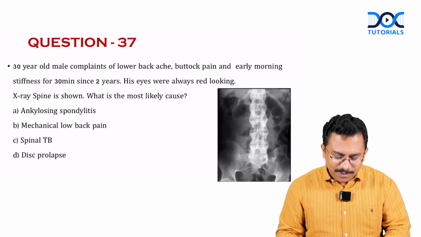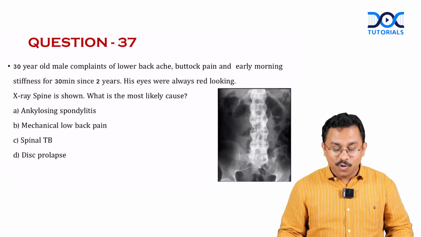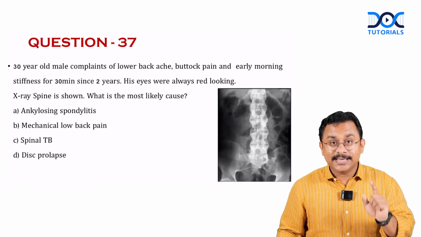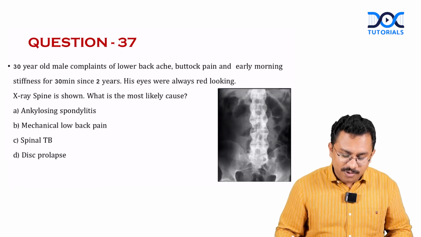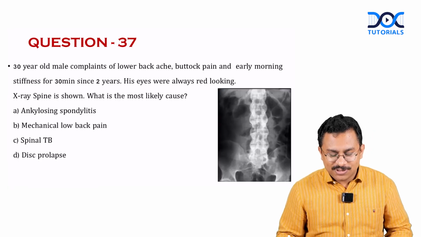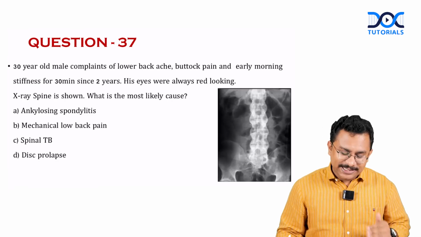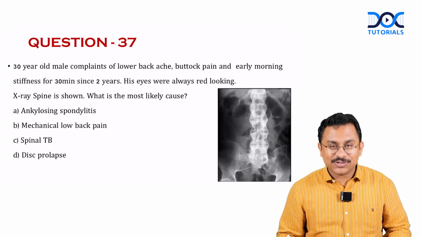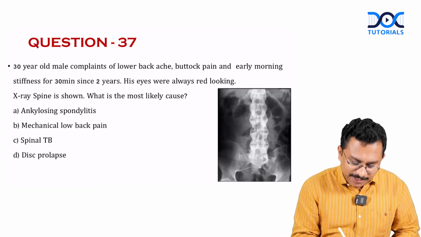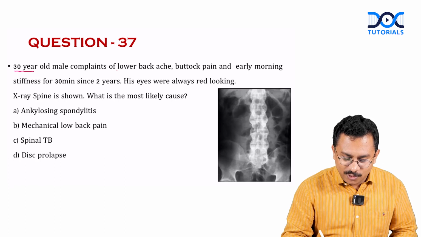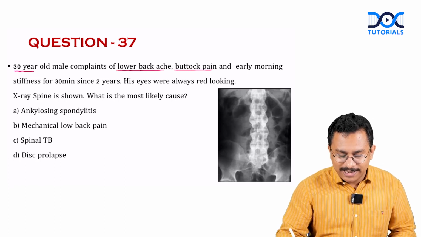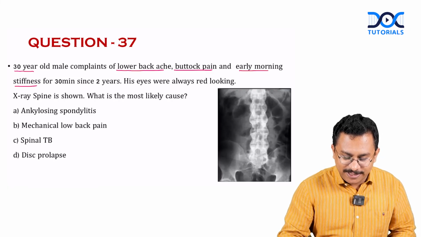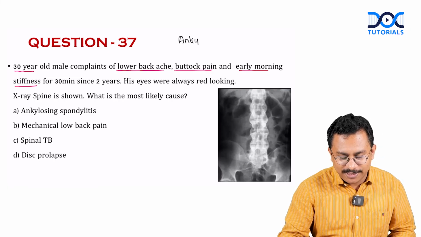Another simple question: a 30-year-old male complains of low backache, buttock pain, and early morning stiffness for 30 minutes since the last 2 years. His eyes were always red-looking. X-ray of the spine is shown. What is the most likely diagnosis? Is it ankylosing spondylitis, mechanical back pain, spinal tuberculosis, or disc prolapse? A relatively young adult presenting with low backache, buttock pain and early morning stiffness. The age group and the presentation are very typical of ankylosing spondylitis.